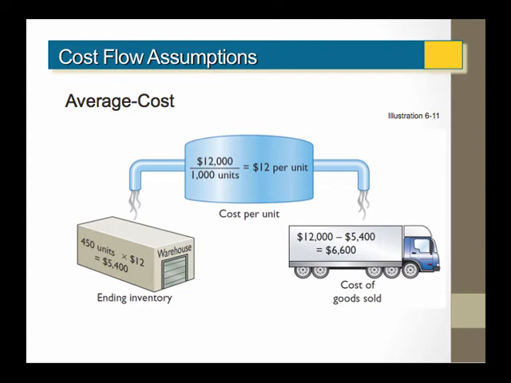So here's an illustration of what the periodic inventory looks like if we were doing this on an average costing method. We take the $12,000 and divide it by 1,000 units available for sale, which gives us the $12 per unit, and then what we do is allocate it amongst ending inventory and cost of goods sold.